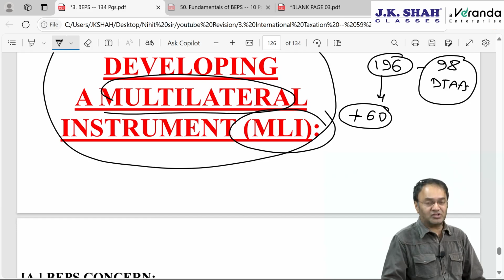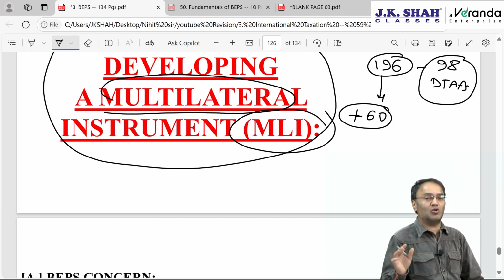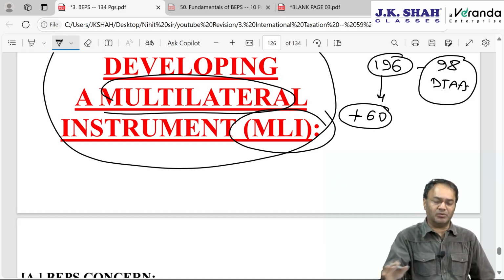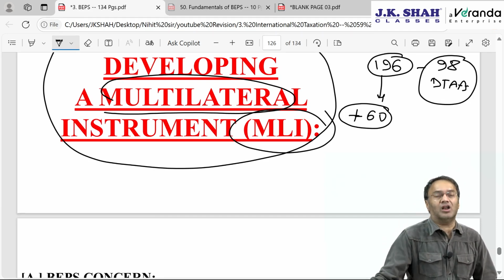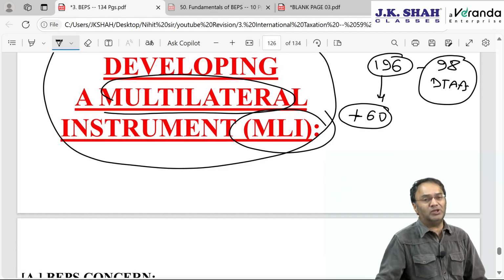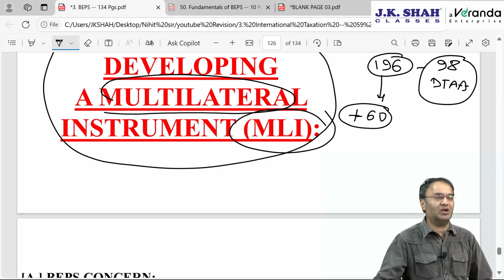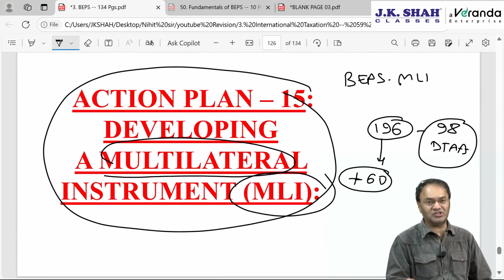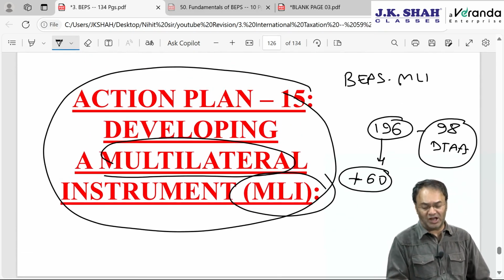With 98 countries, suppose it involves a cost of 1 crore rupees for each country for amending each DTAA, or let's say 50 lakh rupees. Then around 50 crore rupees will have to be incurred, and a lot of time, money and energy will be wasted. So what to do? A shortcut was developed by OECD. The Fiscal Committee of OECD recommended this in 2015, and OECD adopted it as Action Plan 15.